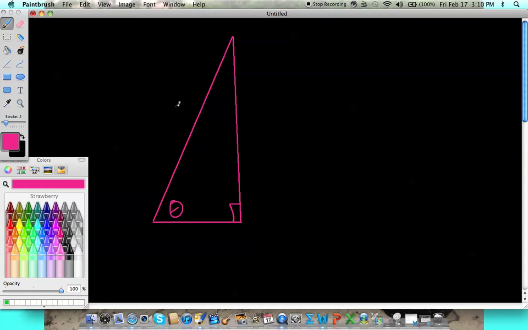Say I'm given this triangle. And here's my right angle. Here's my theta, which is my unknown angle. And we'll say that this is the square root of 10. This is 3, and this is 1. So I'm given all this information. And the tangent is opposite over adjacent, so the tangent of theta is 3 over 1.